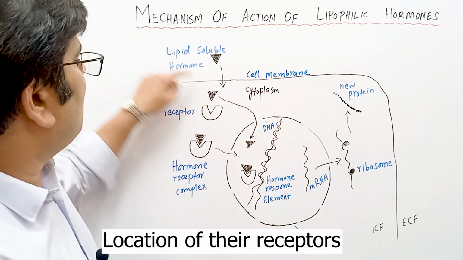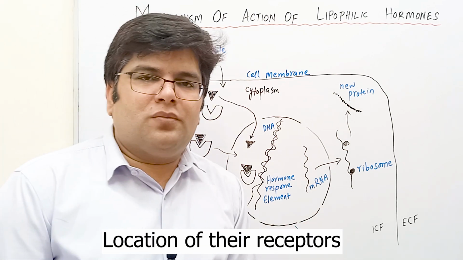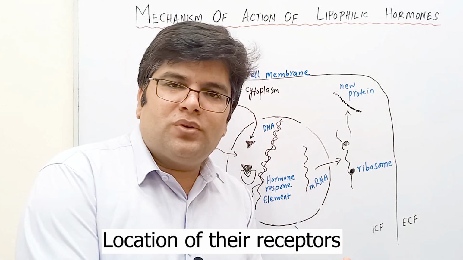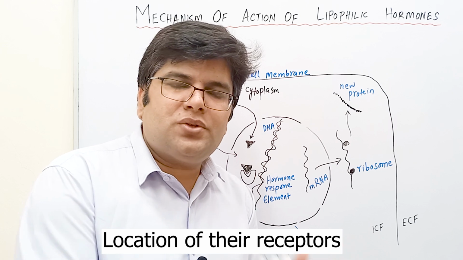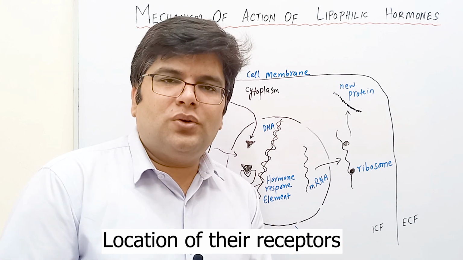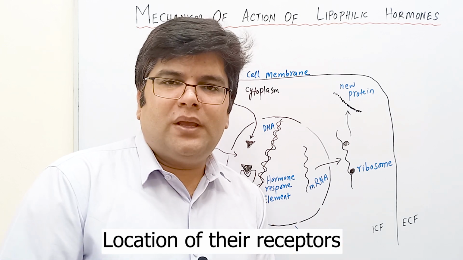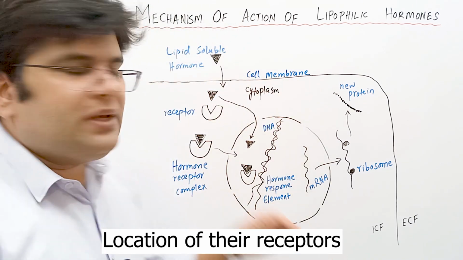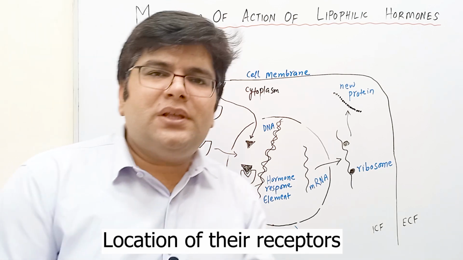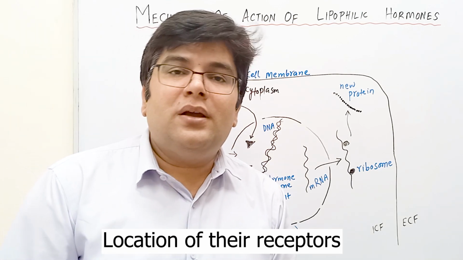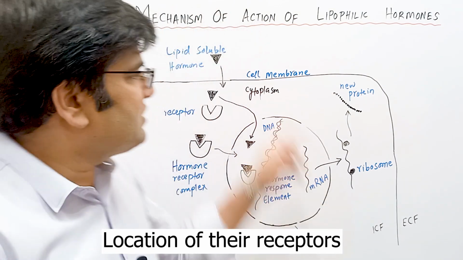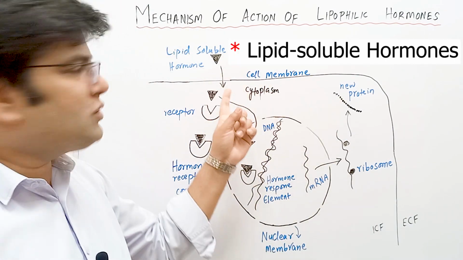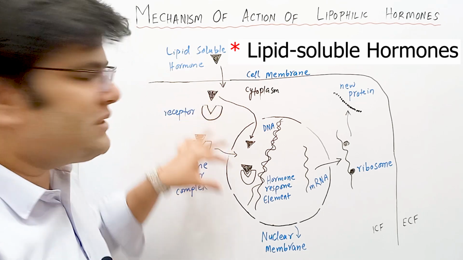Lipid-soluble hormones, also called lipophilic hormones, like thyroid hormones T3 and T4, steroid hormones like estrogen, progesterone, cortisol, aldosterone, and also vitamin D, are easily soluble in the cell membrane, so they can cross it. So that's why they don't find their receptors in the cell membrane. Water-soluble hormones, because they cannot cross the cell membrane, find their receptors in the cell membrane. But lipid-soluble hormones find their receptors within the cell.